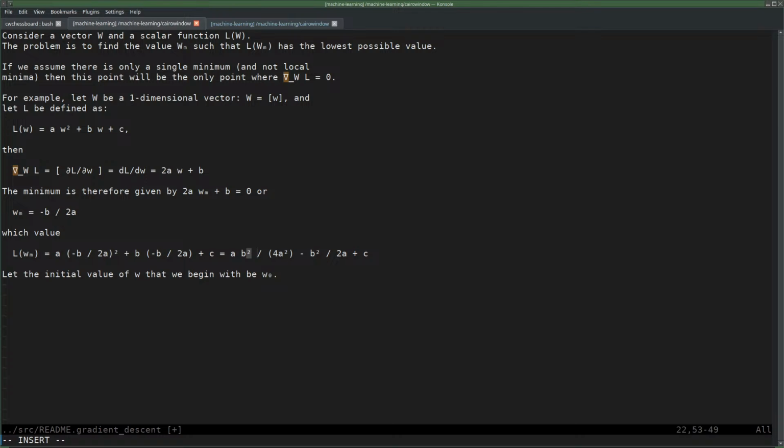So the 1a here drops out. And this is half as large as that one, so we get minus the first. In other words, we get C minus that. C minus b squared divided by 4a.